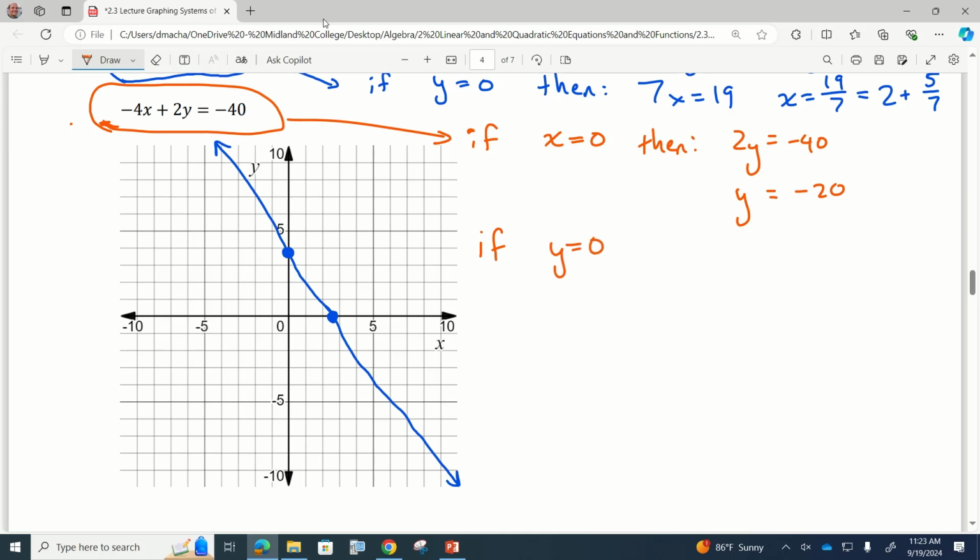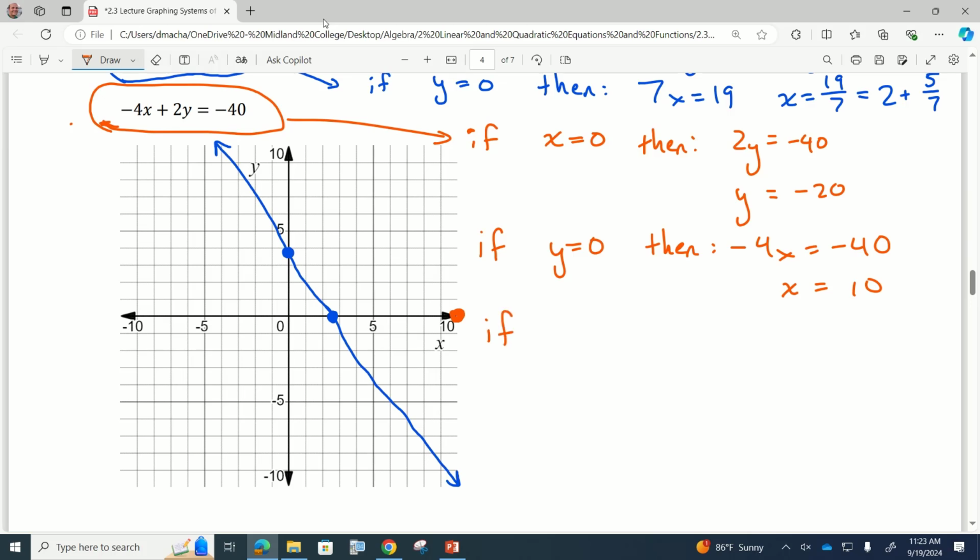Well, I can still try what happens if y equals 0. If y equals 0, then this equation is negative 4x equals negative 40. And if I divide by negative 4, that gives me x equals 10. So right here, when y is equal to 0 and x equals 10, I can put that dot down. But I still don't have enough points to draw a line, right? I need 2 points in order to draw a line. And I might have to choose another point around here.